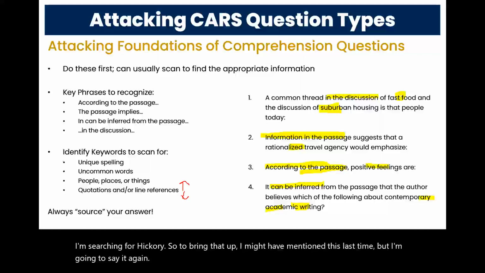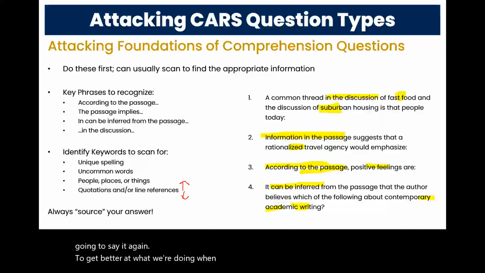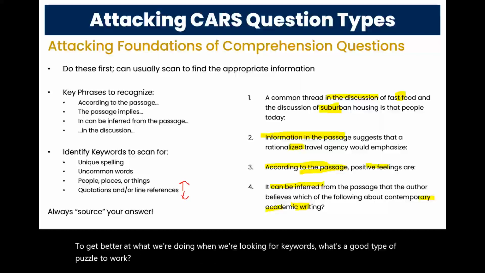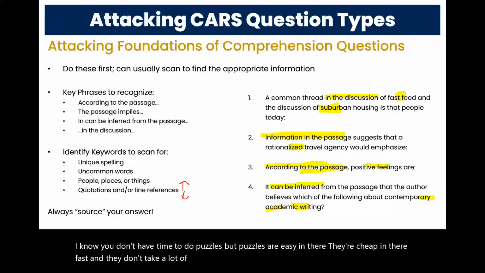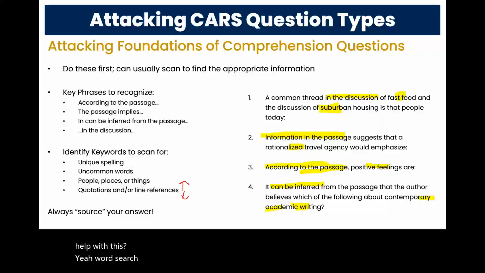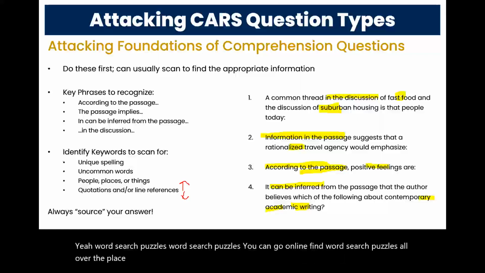To bring that up, I might have mentioned this last time, but I'm going to say it again. To get better at what we're doing when we're looking for keywords, what's a good type of puzzle to work? I know you don't have time to do puzzles, but puzzles are easy and they're cheap and they're fast and they don't take a lot of time. What kind of a puzzle could you do that would help with this? Yeah, word search puzzles. You can go online, find word search puzzles all over the place. And that is actually a skill that can help you on a standardized test like this. I would totally want you to do that.